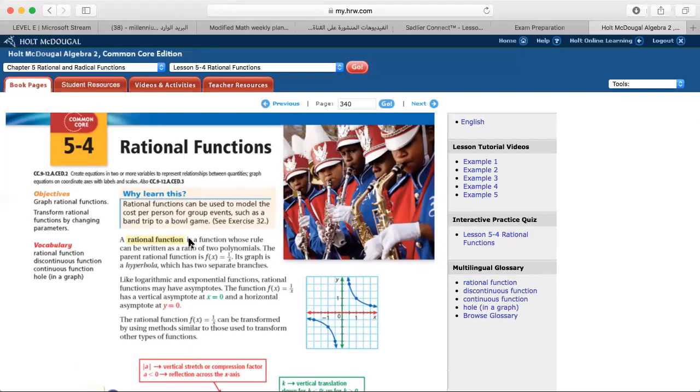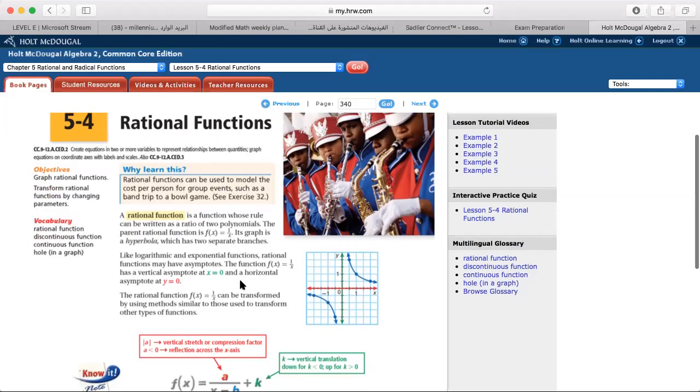A rational function is a function whose rule can be written as a ratio of two polynomials. The parent rational function is f of x is equal to 1 over x.